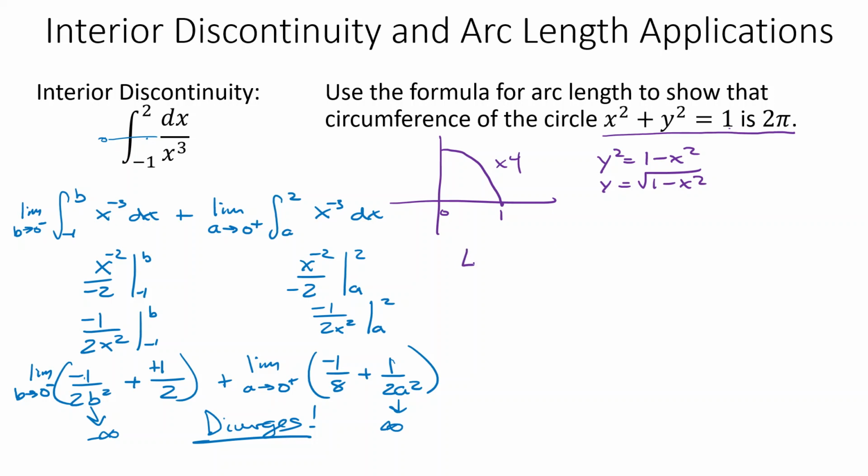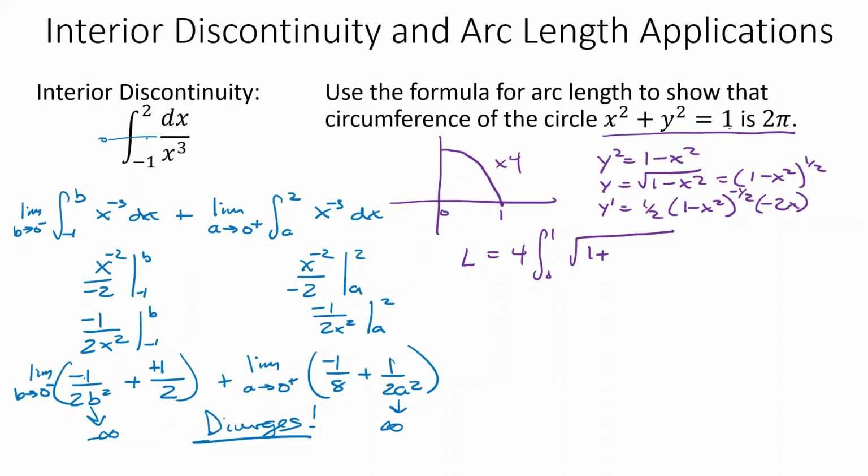So we would have that the arc length, or the circumference, I guess, is 4 times the integral from 0 to 1 of the square root of 1 plus the derivative of this squared. So we need the derivative. Y prime would be, so this is 1 minus x squared to the 1/2. So there'd be 1/2, 1 minus x squared to the negative 1/2 times the derivative of the inside, which is negative 2x. The 1/2 and the negative 2 are going to cancel.